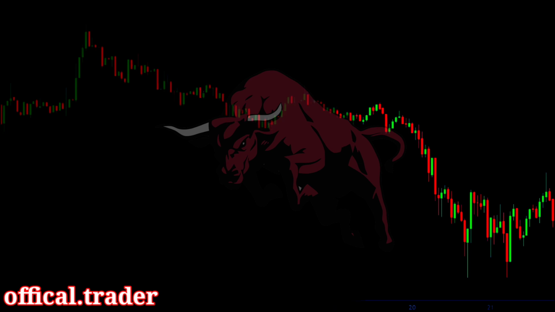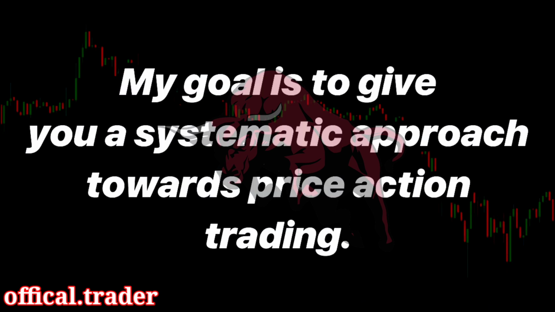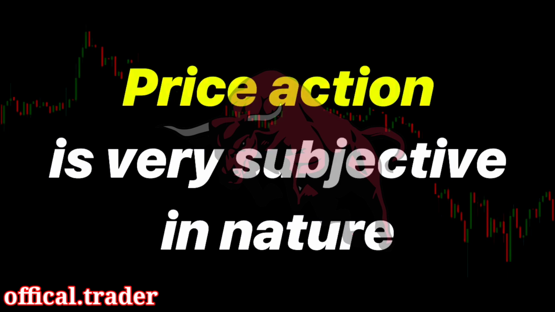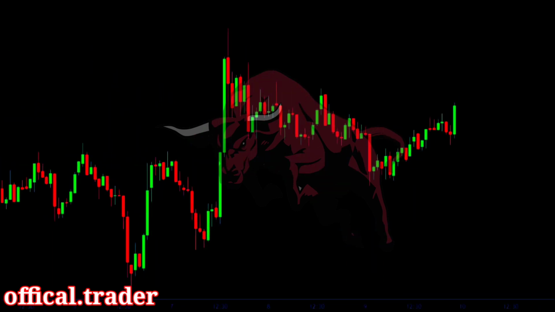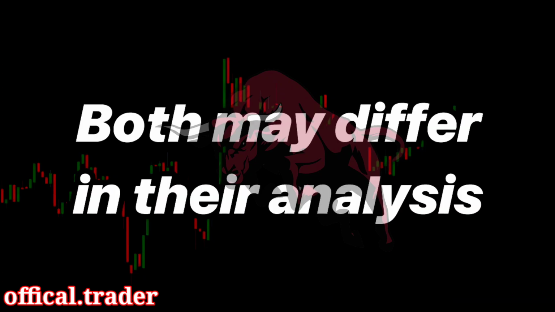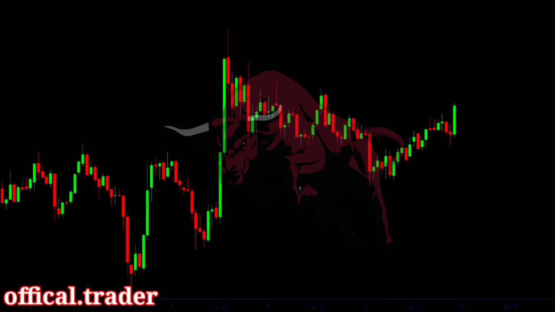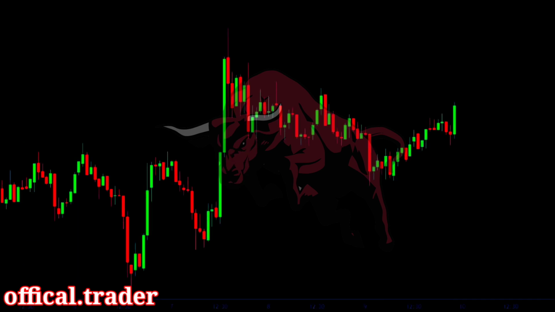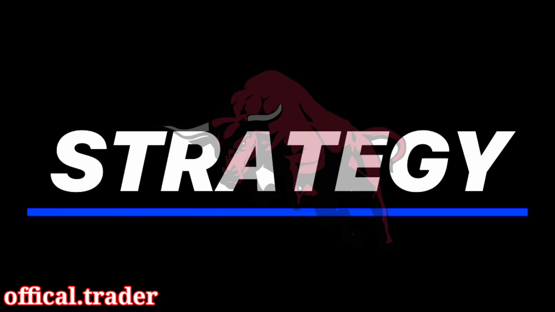With this strategy, my goal is to give you a systematic approach towards price action trading. Now, price action trading is very subjective in nature. This means that if you show the same price chart to two different individuals, both of them may differ in their analysis. One might predict that the price will go up, while the other might feel that the price will go down. With this strategy, I want to show you how you can create a rule-based system around a subjective matter like price action. So without any further ado, let's get into the strategy.